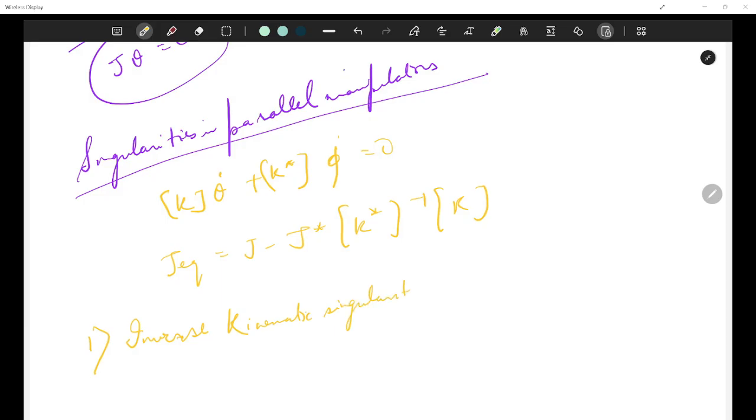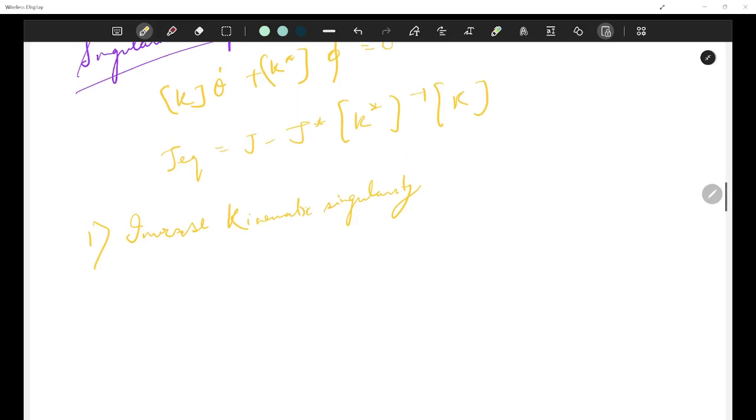Okay. So in this case it is just the determinant of J equivalent being equal to 0. It is similar to serial singularity, right? So the second is direct kinematic singularity. Here the determinant of K star becomes 0.